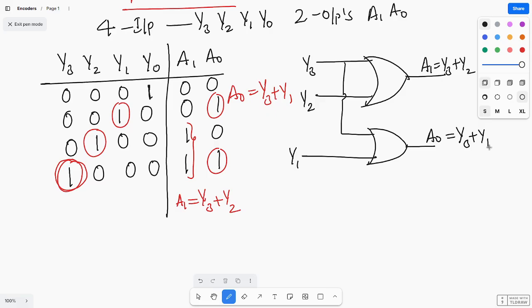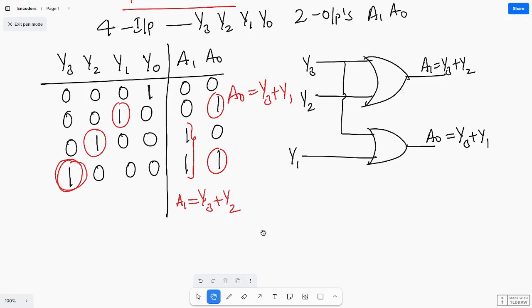If it is an octal to binary encoder, I think you can design it. Octal to binary encoder means, how many inputs are there?